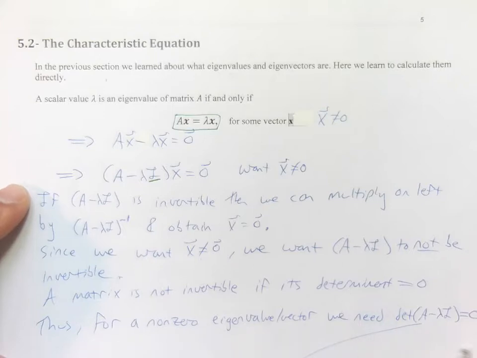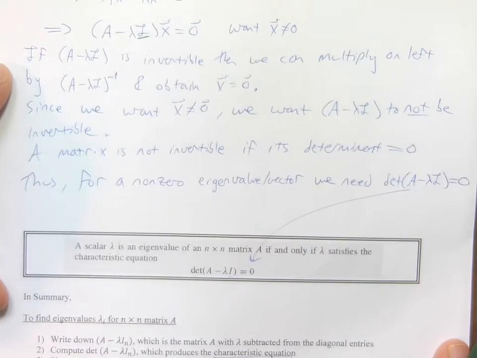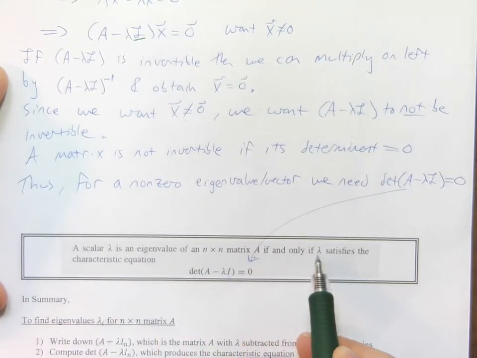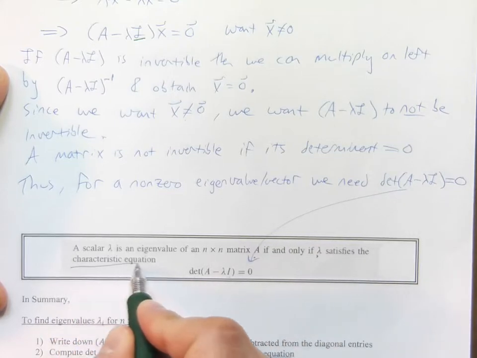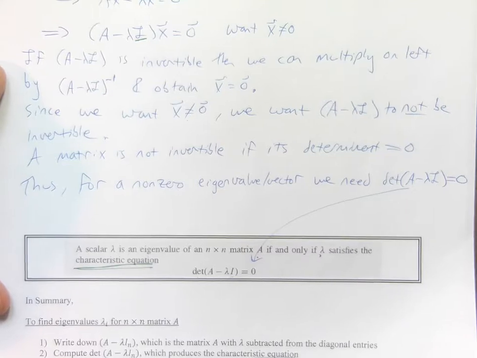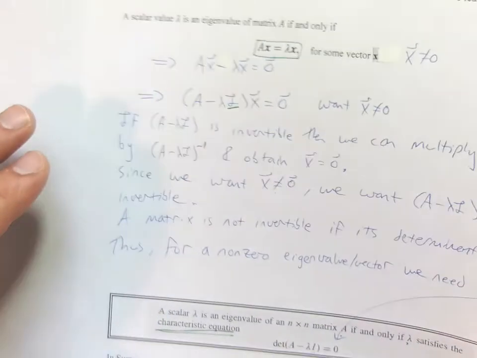Thus, if we want a non-zero eigenvector, we take the determinant of A minus lambda I, and we set that equal to 0. This is what's called the characteristic equation, which is exactly what it says right here. A scalar lambda is an eigenvalue of a matrix if and only if lambda satisfies the characteristic equation, the determinant of A minus lambda I equals 0. And that's how we find eigenvalues. That's summarized right at the bottom of this page here.